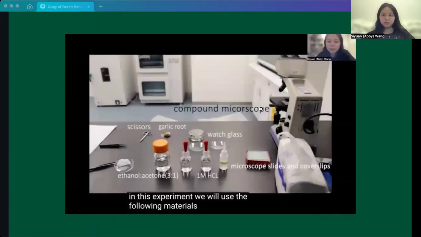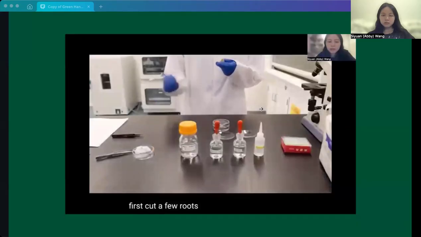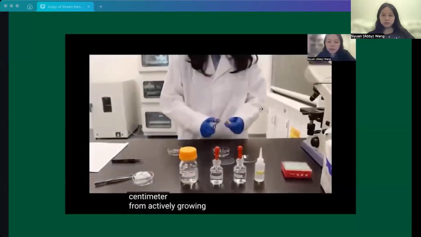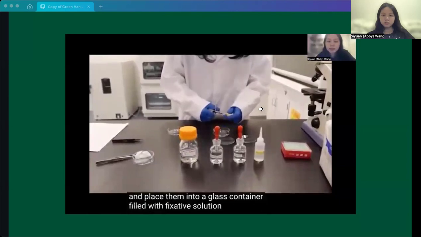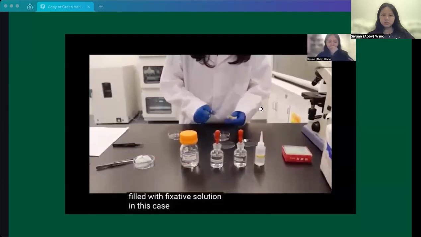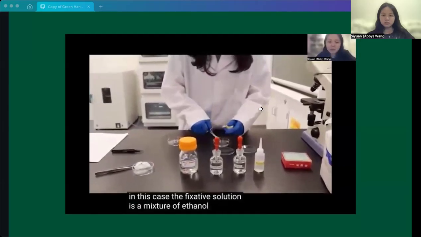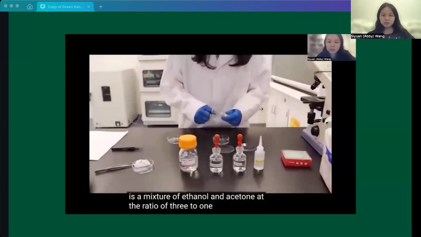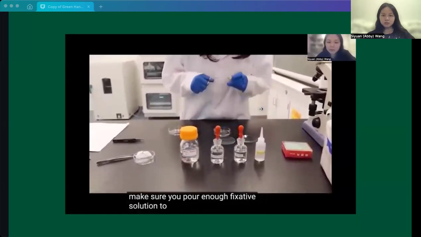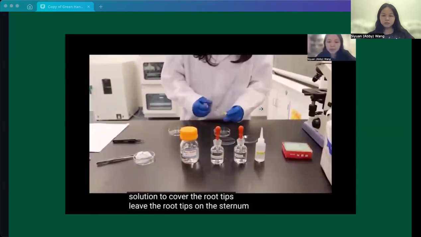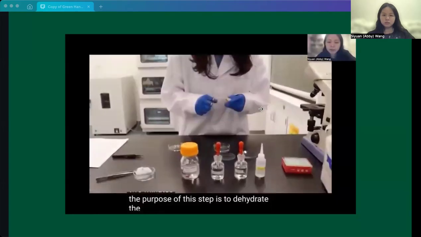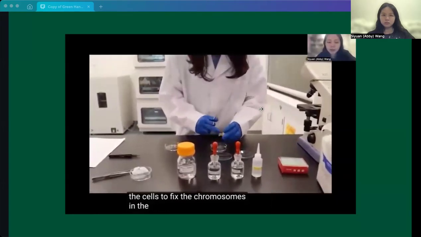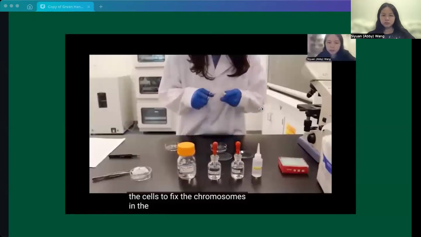In this experiment, we will use the following materials and equipment. First, cut a few roots, better to be 1 centimeter, from actively growing garlic root tips using scissors and place them into a glass container filled with fixative solution. In this case, the fixative solution is a mixture of ethanol and acetone at the ratio of 3 to 1. Make sure you pour enough fixative solution to cover the root tips. Leave the root tips in the solution for 2 minutes. The purpose of this step is to dehydrate the cells to fix the chromosomes in the cells.